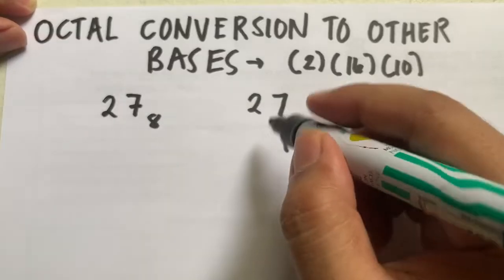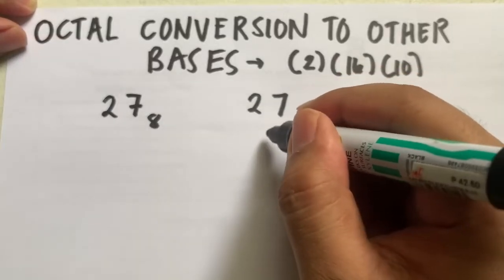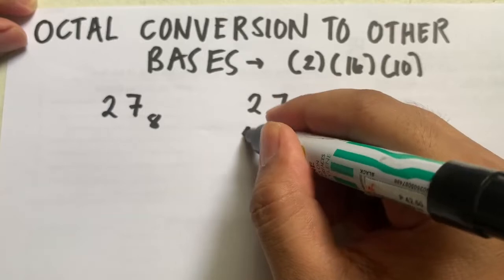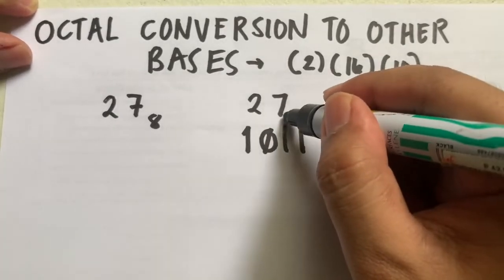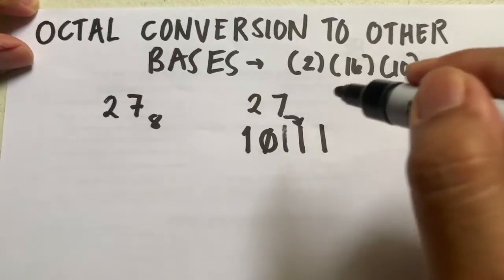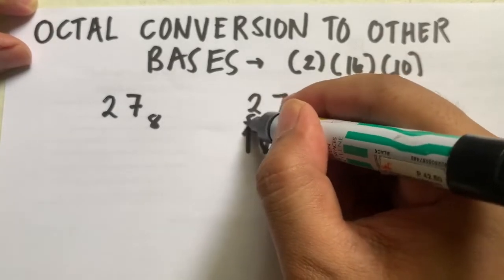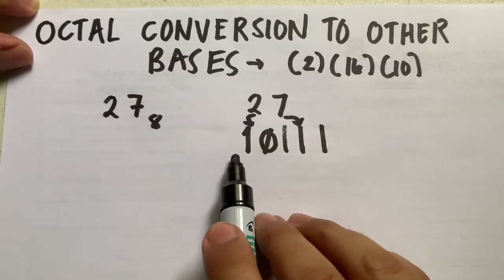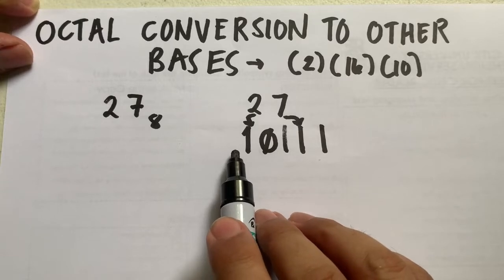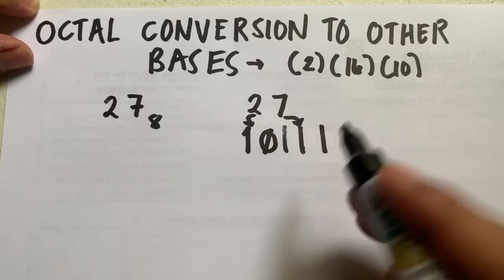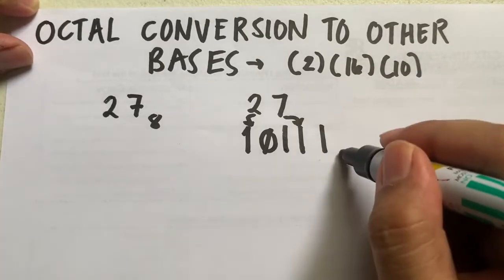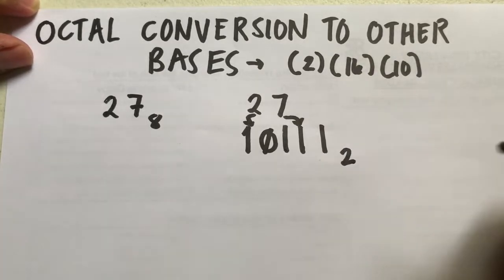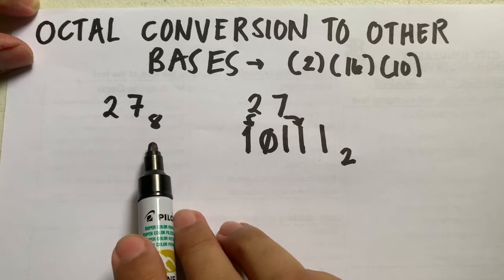So 2 is represented by 0, 1, 0. Okay, so this is the representation of that, and this is this one. We don't put the 0 here since it is on the left, so you only have 1 0 1 1 1. This is now the binary equivalent of 27.